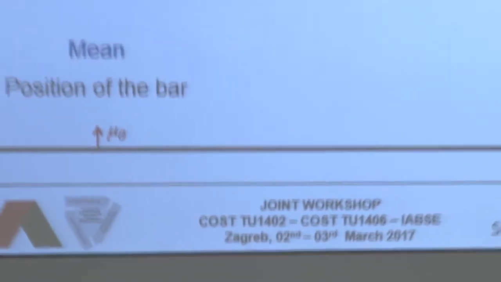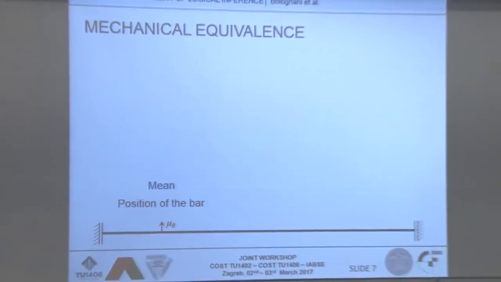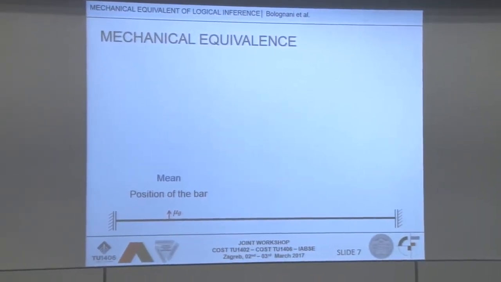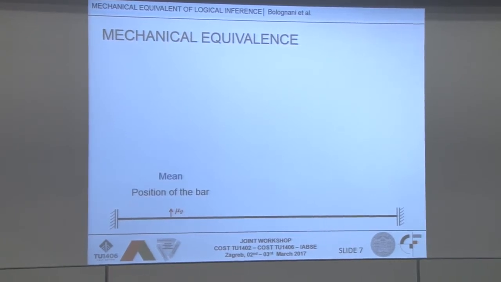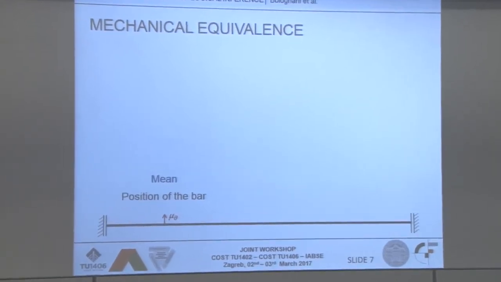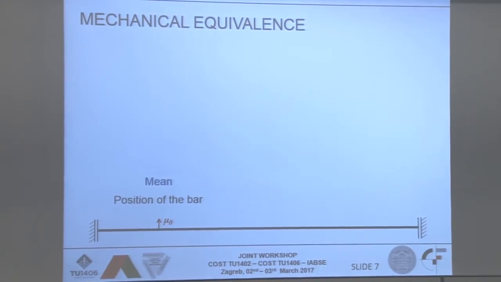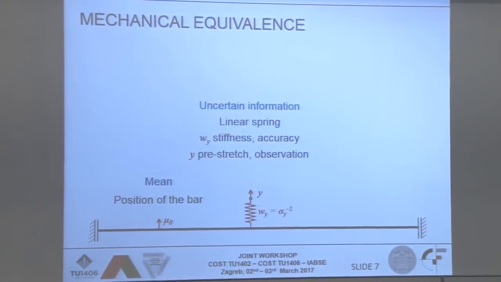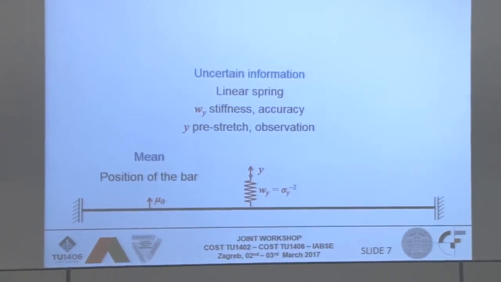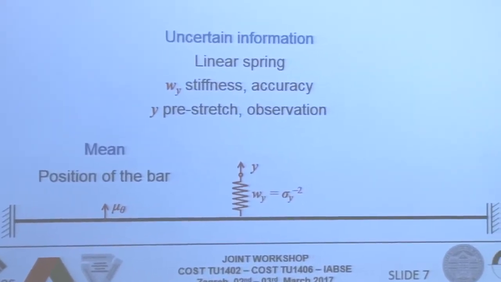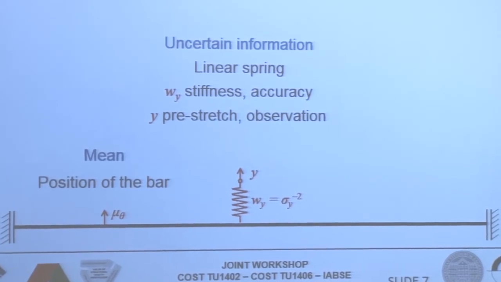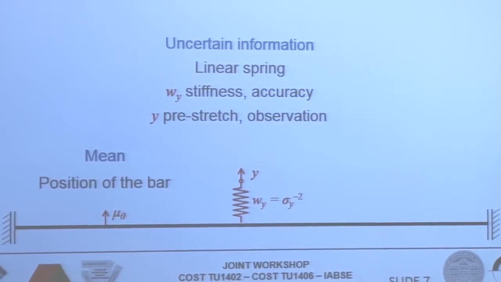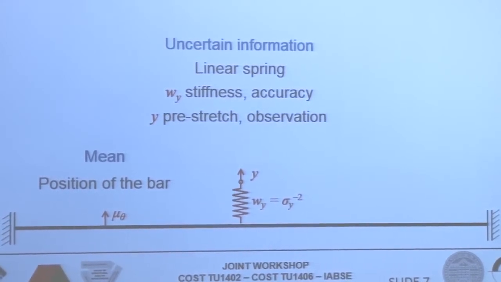So, the statement of this mechanical equivalence is basically this. Imagine that the parameter we want to infer, we want to identify, is a sliding bar. The position of this bar is the value of the parameter we want to identify. If we get information through monitoring about this parameter, it's like bounding this bar to that piece of information using a spring. And the stiffness of the spring is the accuracy of our information. The more accurate the information, the stiffer our spring.